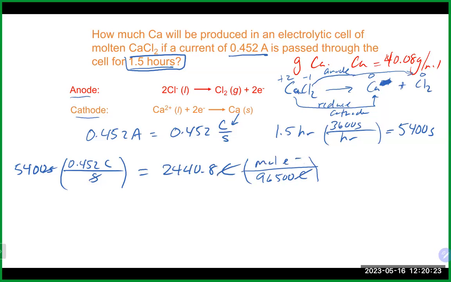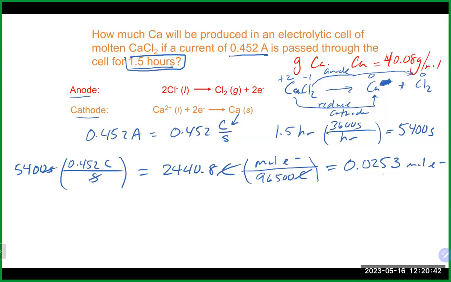So again, that's going to allow us to get into the moles of electrons, which will then allow us to use our half reactions in a second. We'll call it 0.0253 moles of electrons. Any questions so far here?